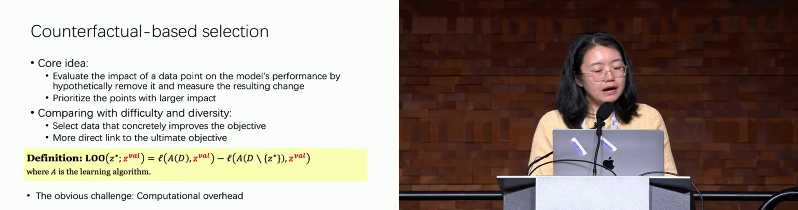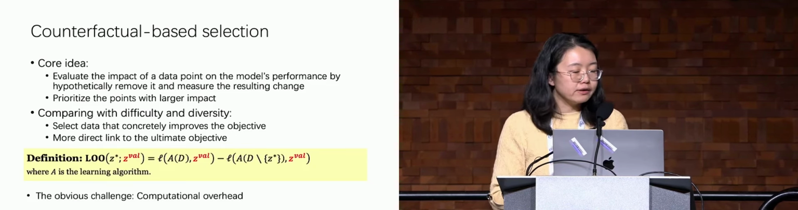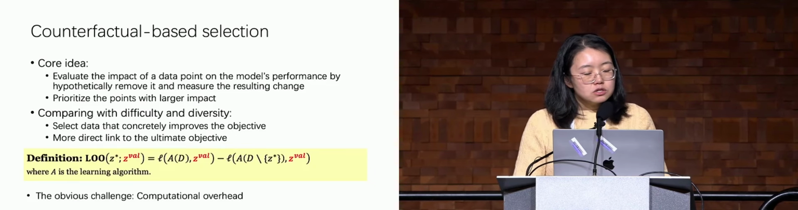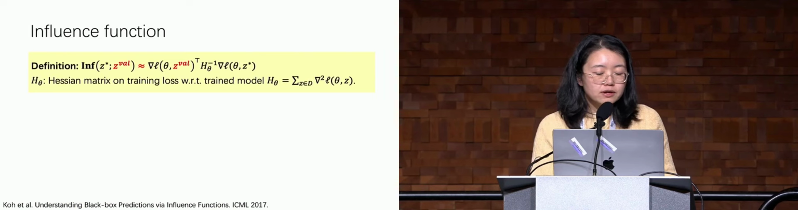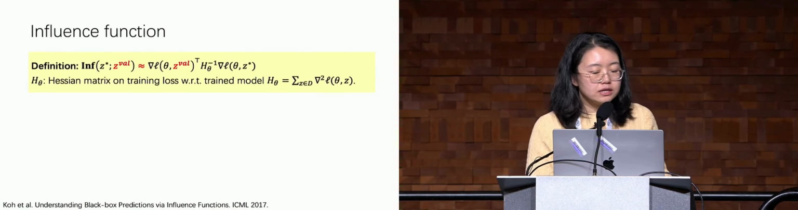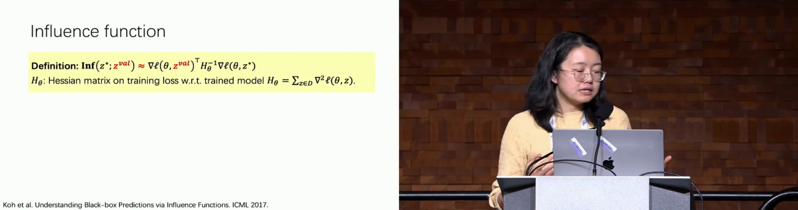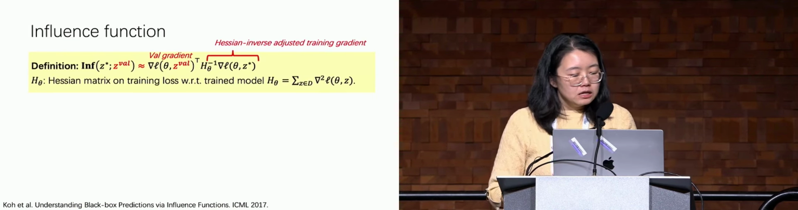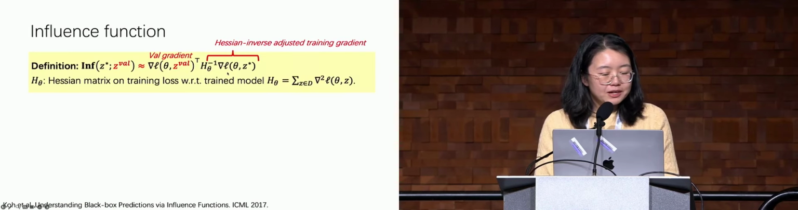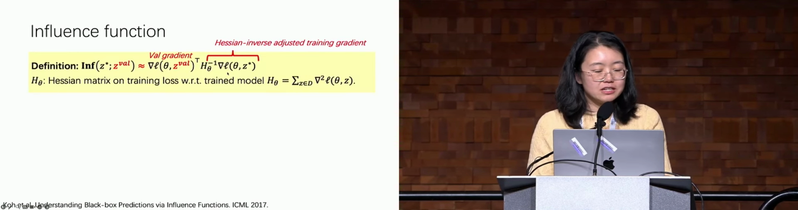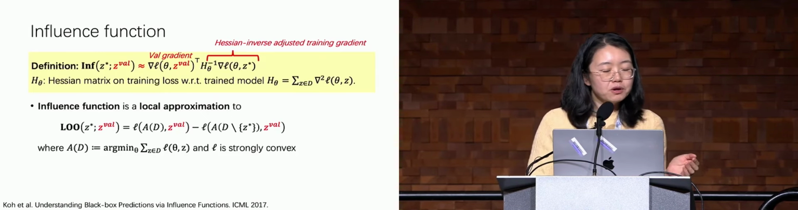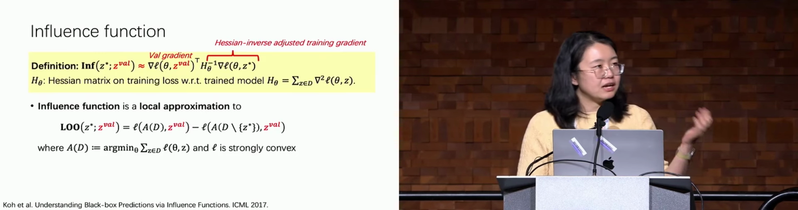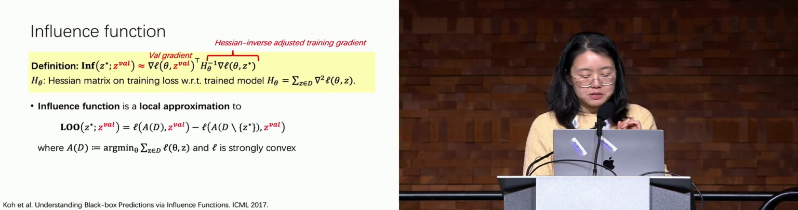And central to this counterfactual-based selection is this notion of leave-one-out error, which I denote as LOO here. So the leave-one-out error basically calculates how much the validation loss at Z val changes if you remove your training data Z star from your training data set D. And A here represents a learning algorithm. Okay, so everything is nicely formulated, but there is an obvious challenge: you can't calculate the leave-one-out error very efficiently, because you have to remove each data point tentatively from your data set and retrain your model and see how much your performance changes.